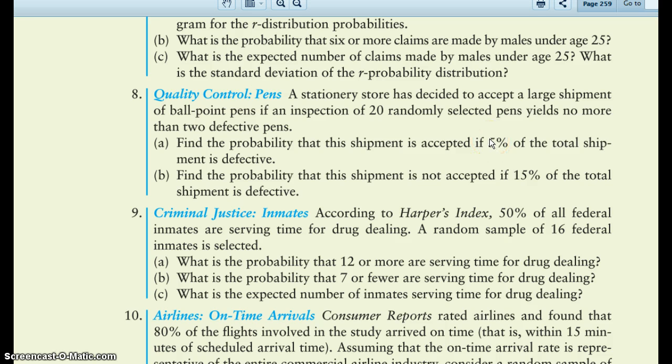And what is our R? What are the number of successes we're looking for? Well, we're looking for either 0 successes, 1 success, or 2 successes. So we're looking for either 0, 1, or 2 bad pins, because as long as there are no more than 2 bad pins, we're going to accept the shipment. So let's figure out the probability of either 0, 1, or 2 bad pins if 5% of the pins are defective.